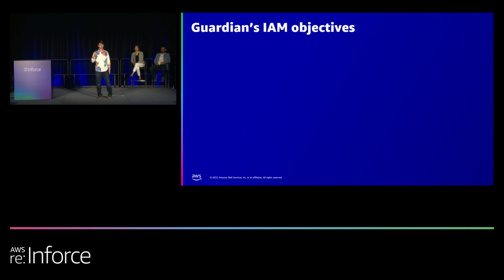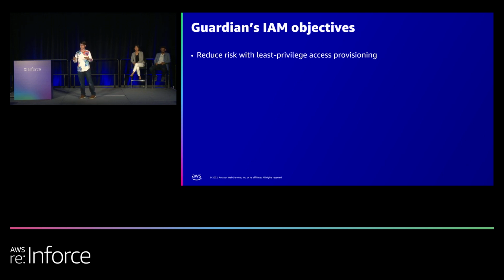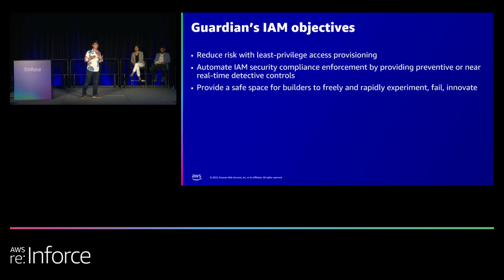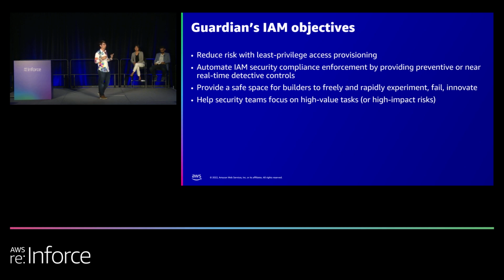So some of the core objectives that we had: we wanted to reduce the access of our application teams, follow the principle of least privilege by reducing risk and making sure that we are enforcing compliance at the same time. But we're also trying to balance that with not inhibiting our developers from building what they need to, being able to experiment. We don't want to stifle them. So basically, we also need to make sure that this can all be enforced so the security team can focus on the most important high impact items.